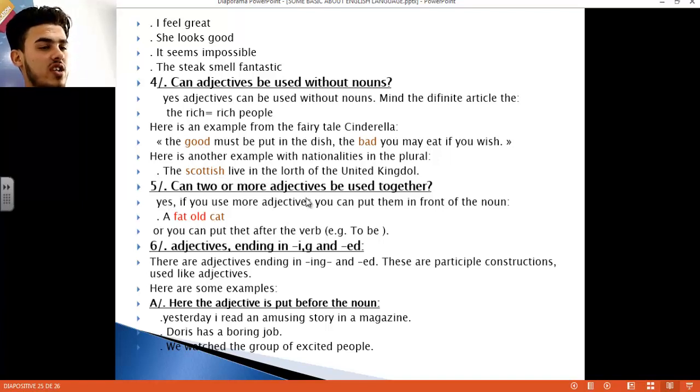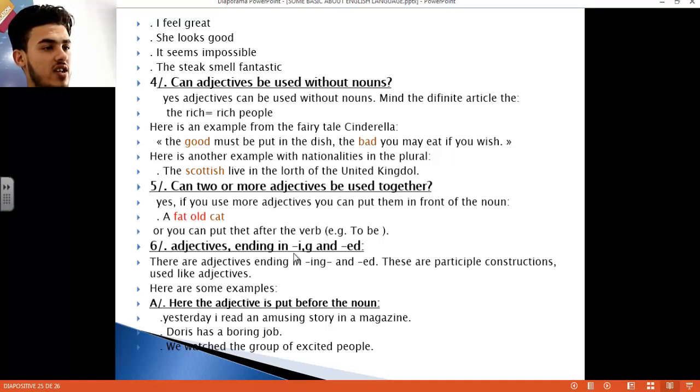Fifth, can two or more adjectives be used together? Yes. If you use more adjectives, you can put them in front of the noun. A fat old cat. Or you can put them after the verb to be. While using two adjectives in a sentence, you have to put them in the correct order, and we will see that later on, how to order the adjectives.